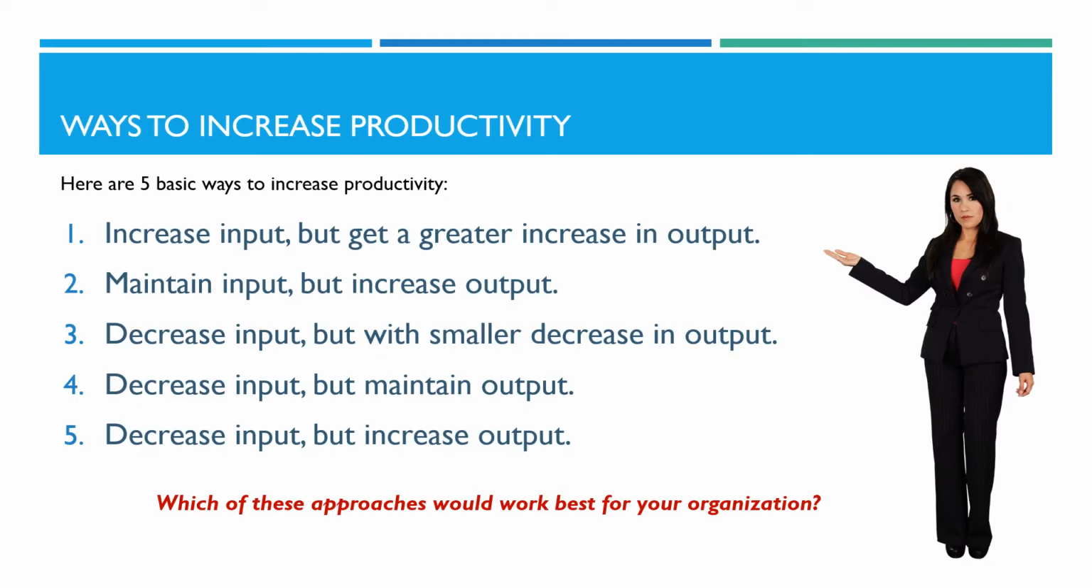Here are 5 basic ways to increase productivity. Firstly, you can increase input, but get a greater increase in output. Secondly, you can maintain input, but increase output. Thirdly, you can decrease input, but with smaller decrease in output. Fourthly, you can decrease input, but maintain output. And finally, you decrease input, but increase output. Which of these approaches would work best for your organization?